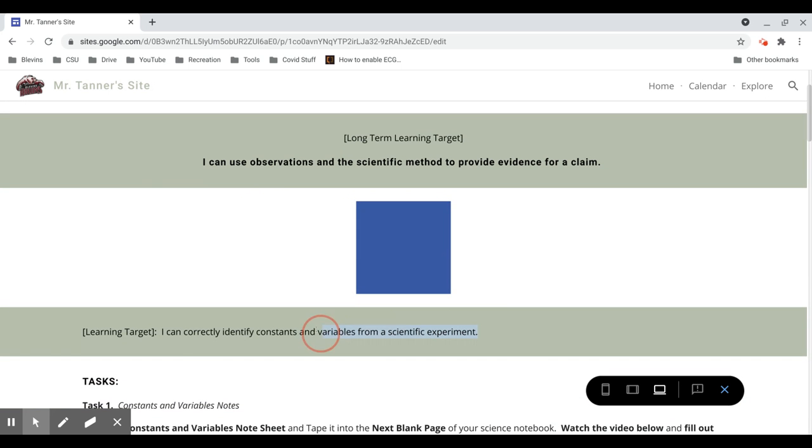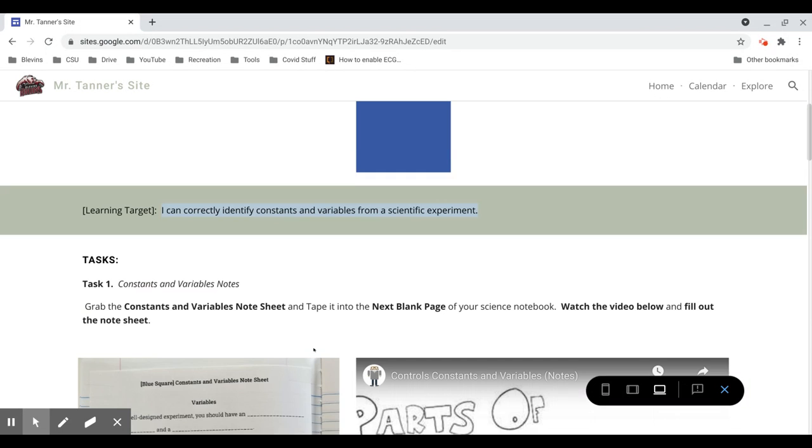Start by looking at the blue square learning target. I can correctly identify constants and variables from a scientific experiment. So we're going to be diving more deeply into the parts of an experiment, specifically identifying constants and variables.